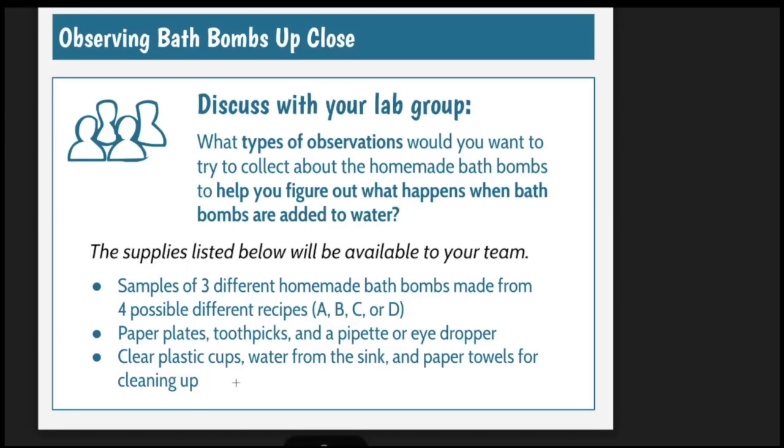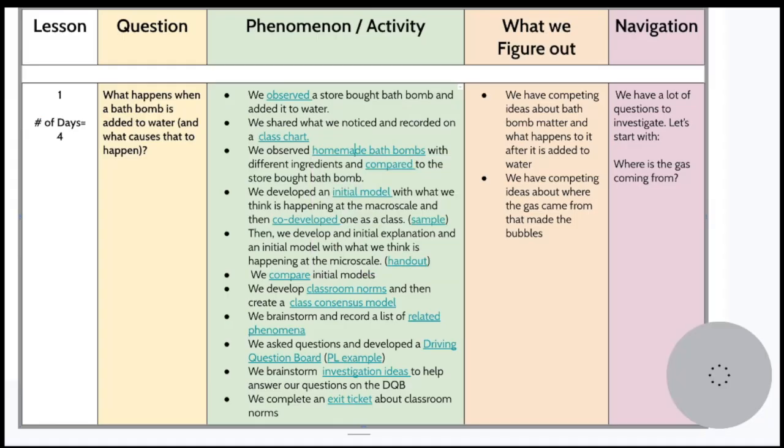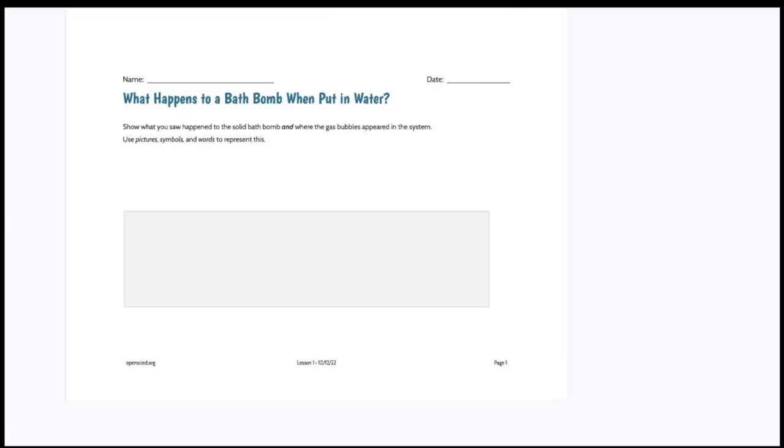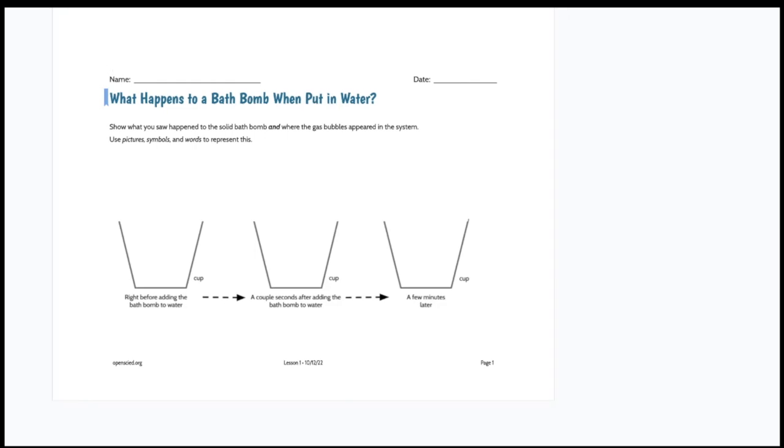Anyway, so you're going to give them all this stuff and they're going to talk about what they're going to look for. And then they're going to observe their homemade bath bombs. And then we have students develop an initial model first individually. This is a really important scaffold before you have students share ideas out with the class, that they have something written down and have some independent thinking time.